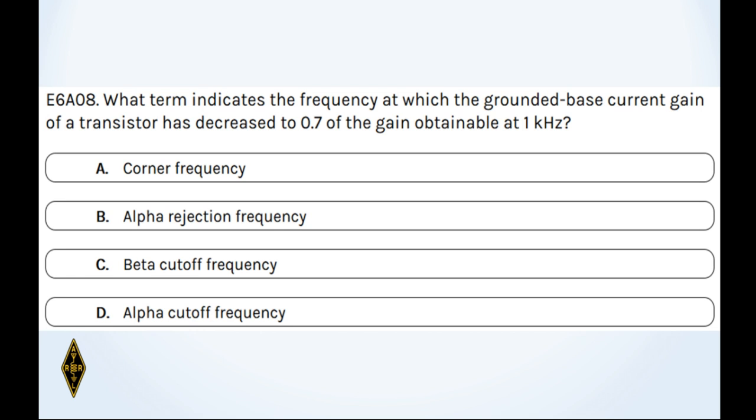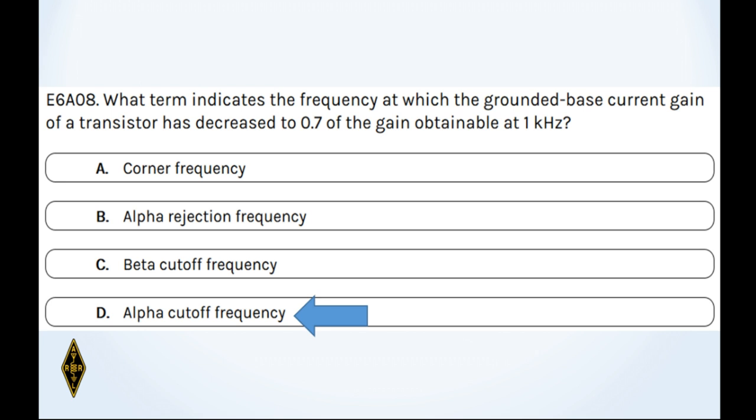And what term indicates the frequency at which the grounded base current gain of a transistor has decreased to 0.7 of the gain obtainable at 1 kilohertz? So it's a grounded base configuration. So in a grounded base, we're talking about the alpha cutoff frequency.